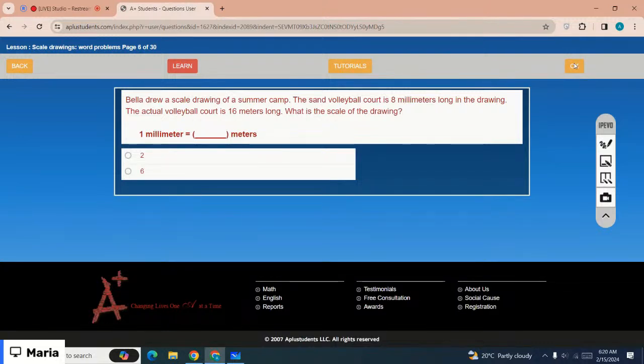Bella drew a scale drawing of a summer camp. The sand volleyball court is 8 millimeters long in the drawing. The actual volleyball court is 16 meters long. What is the scale of the drawing? So, which is the correct option?